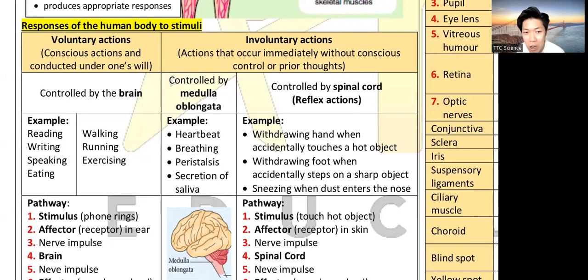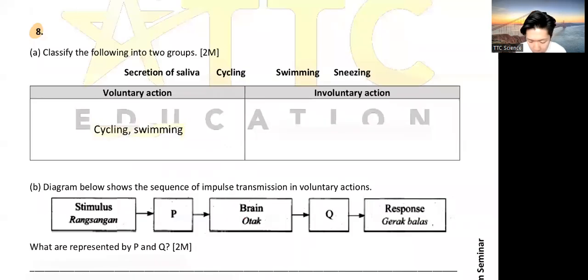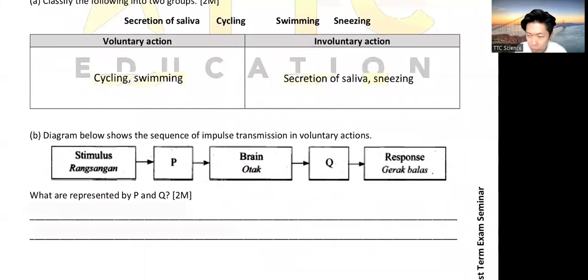I hope you heard what I explained just now. Involuntary is the biggest title. Then inside there are these 2 parts: actions controlled by medulla and actions controlled by spinal cord. So the examples are cycling, swimming, things that you choose to do, actions controlled by your muscles usually. Involuntary are the rest.